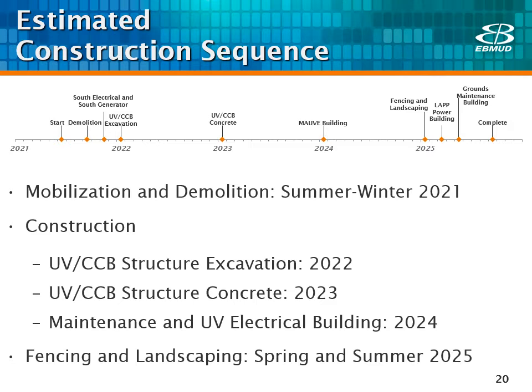The major phases of construction include site mobilization and demolition starting in the summer of 2021, excavation and concrete work for the UV CCB structure occurring from 2022 through 2023, and the construction of the MAUVE building starting in 2024. Fencing and landscaping to be installed at the end of the project in the spring and summer of 2025.